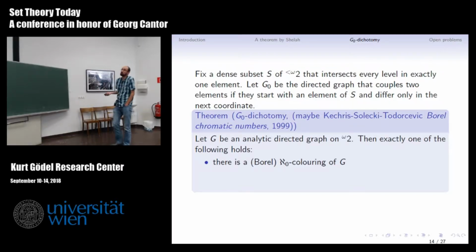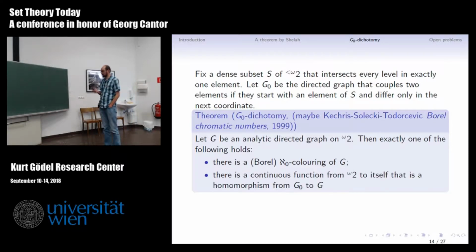Either there is actually a Borel alpha 0 coloring of G, or there is a continuous function from 2^omega to itself that is a graph homomorphism from G0 to G. And since G0 is quite complicated, this seems a lot like some Silver dichotomy. This will give you that there are maximum alpha 0 classes. If this was injective, it would give you the Silver dichotomy, but as it is, I think it is something.